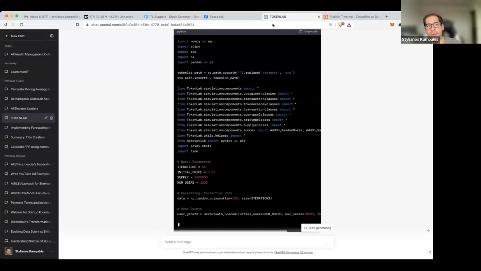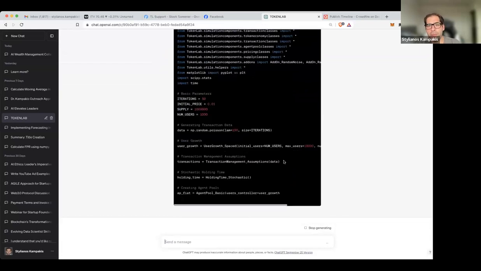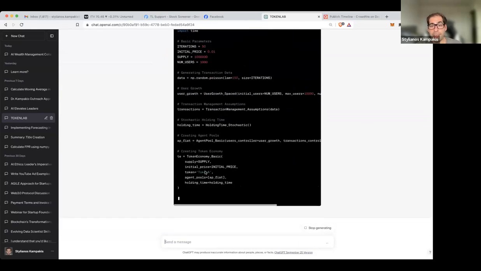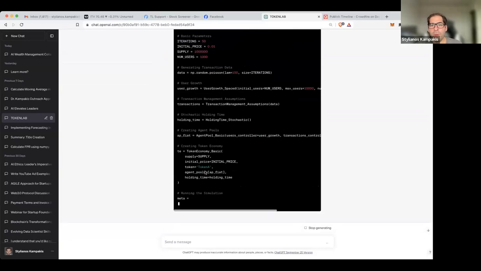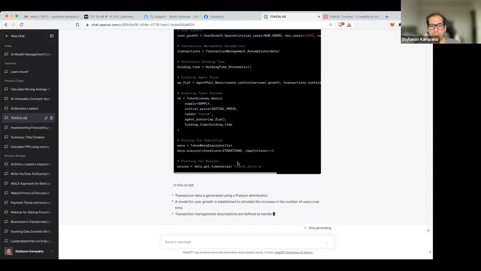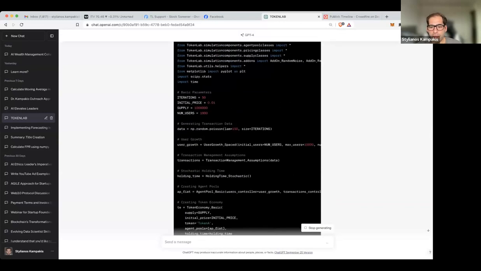I think in the near future, once we see new versions of ChatGPT and more LLMs, and also Token Lab itself is improving, and we're adding more and more research into it, we will be able to roll this out very, very fast. And ideally, in the near future, we'd like to be able to audit tokenomics in an automated fashion. And this is really where we currently stand in the space of tokenomics auditing.